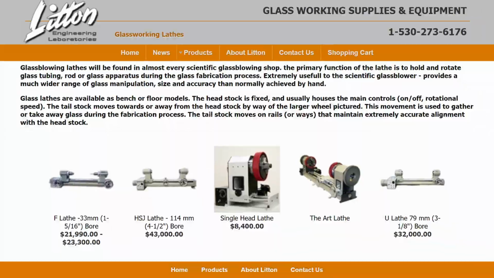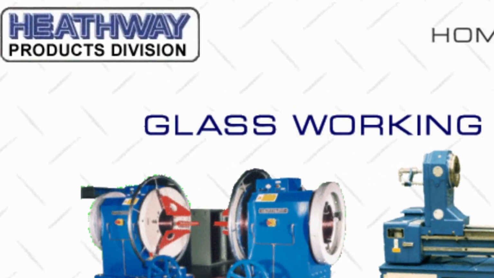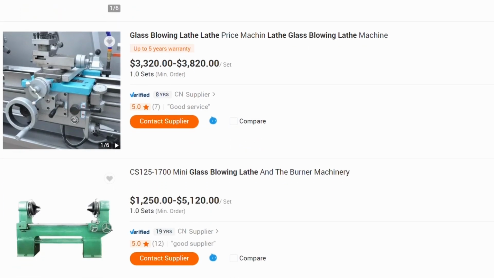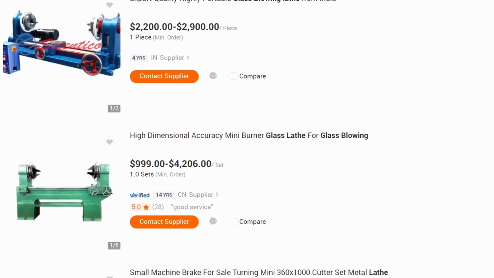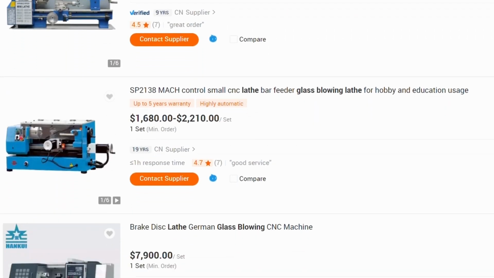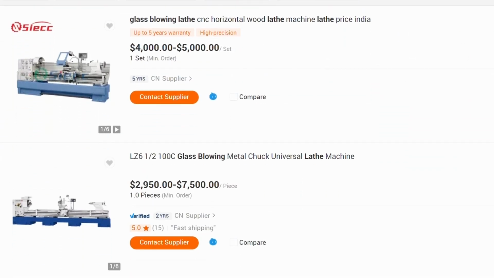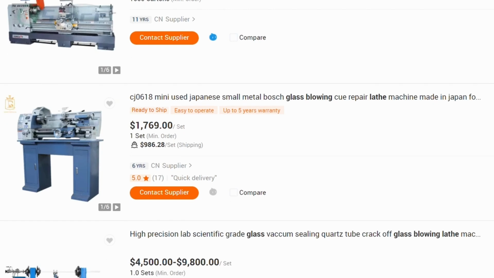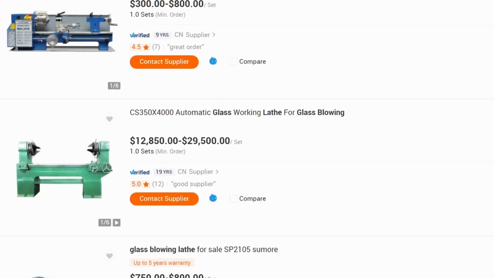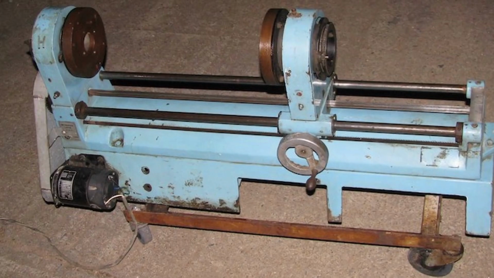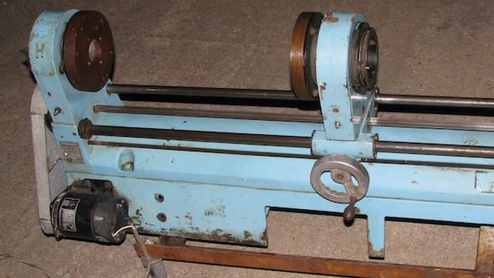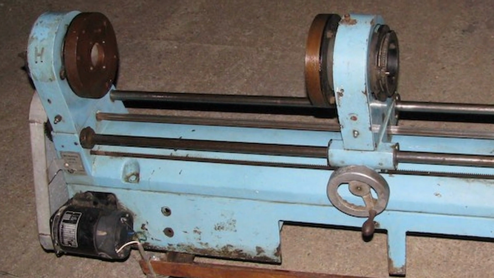Companies such as Litton and Heathway seem to be stalwarts in the industry, but there are hundreds of models of glass lathes made by dozens of manufacturers. Now, because these are specialized tools, they are pretty expensive, and they don't show up on the secondary market very often. There are some glass lathes that are less expensive than others, such as the Bethlehem lathes, which are sort of a minimum viable glass lathe.